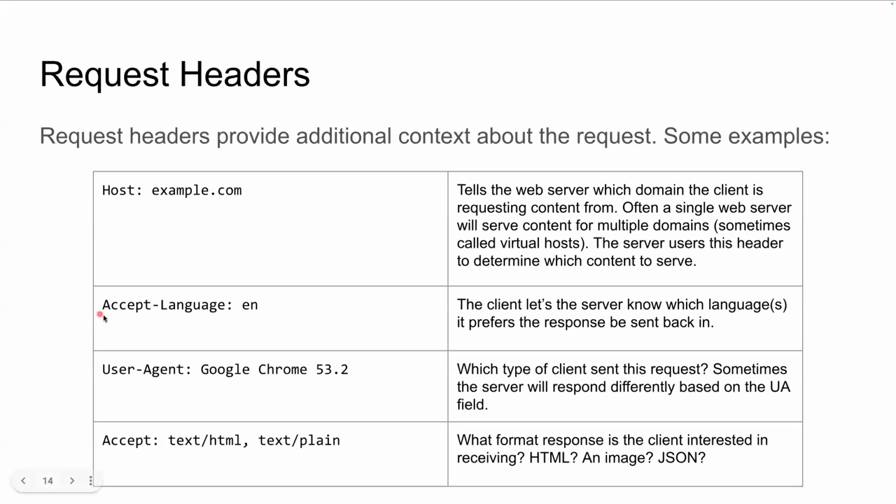We can use a request header to say the language that the user wants. We use a request header to tell the server what kind of program, what kind of client sent this request. This could matter for things like showing websites differently on phones versus desktops or other things. And then what format the client wants data to come back in, right? Text/HTML, text/plain, and you'll also see JSON and other things as well.